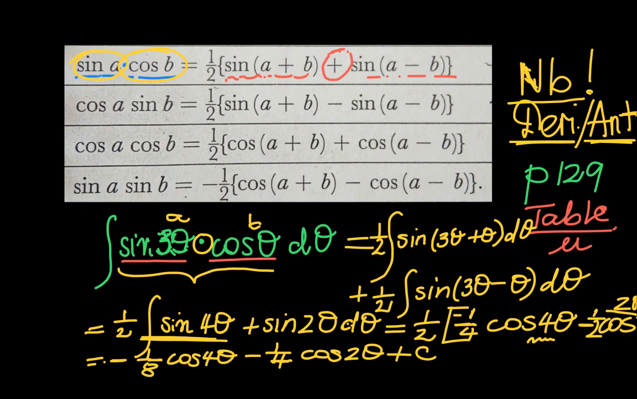You can check it. It's at the bottom of page 129, but you have to do this example on your own to understand the use of the product sum table. We're going to look at one more example.